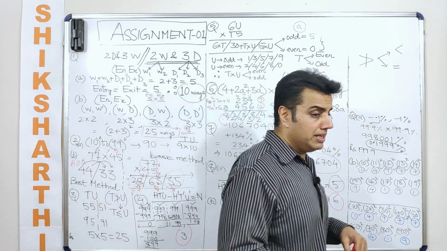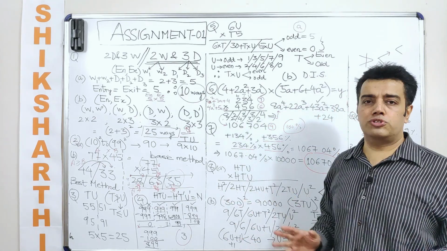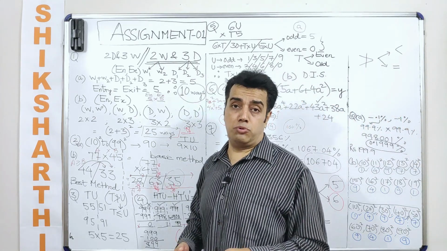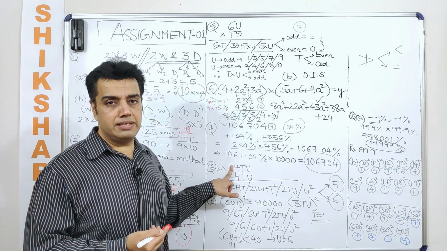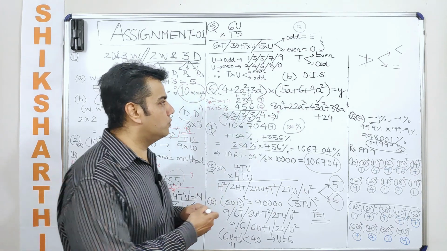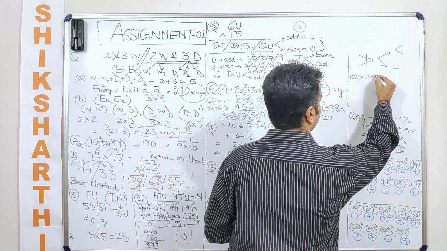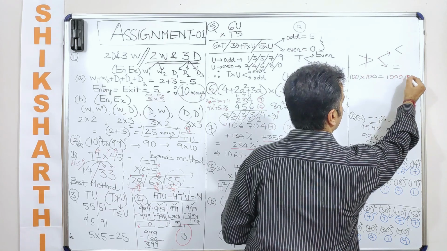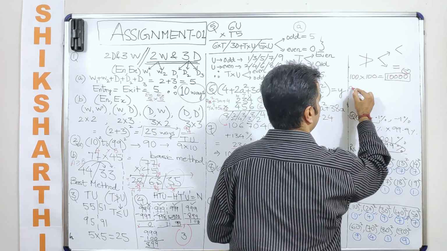So what could be another approach here? I will say this is the basic way of approaching it. What is the best possible way here? The best possible way is to take the minimum possible 3-digit number, which is how much? 100 into 100. Now 100 into 100 gives me how much? 10,000. This gives you how many digits? 5 digits.